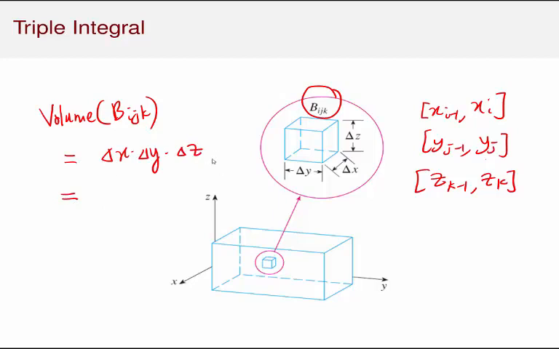And this must be the same for all the rectangular sub-boxes we have. And in general, we're going to denote this by delta V. The capital V here represents the volume of this sub-box.